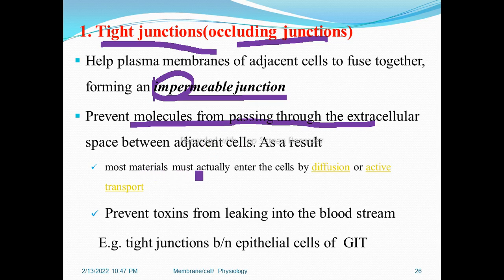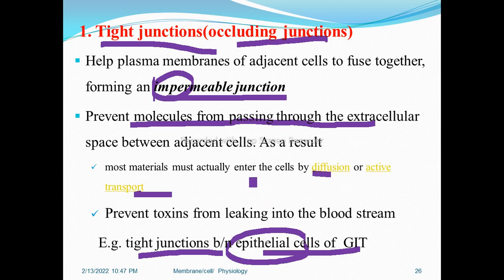As it is, most materials must actually enter the cells either by diffusion or active transport. So this type of junction prevents toxins from leaking into the bloodstream. An example is tight junctions between epithelial cells. So an area where tight junctions are found is between two adjacent epithelial cells. It is common.